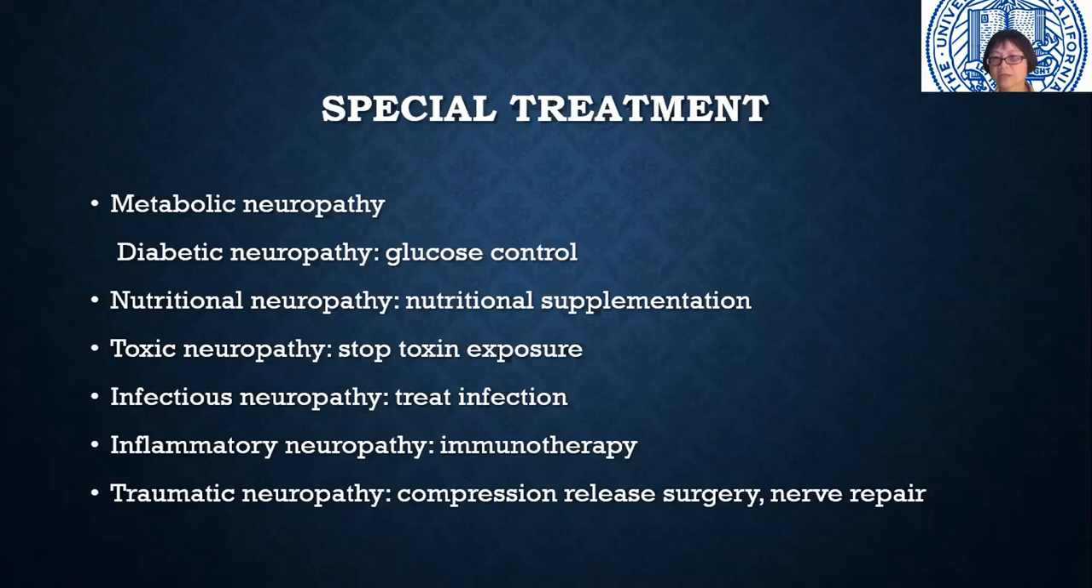Traumatic neuropathy depends on what type of trauma, like carpal tunnel syndrome. If that's severe compression, patients could improve with a compression release surgery. And some patients have a really significant injury from motor vehicle accidents. We may refer the patient to a plastic surgeon or neurosurgeon to do some special nerve repair. But for generalized neuropathy, like diabetic neuropathy, we don't have methods to do any specific nerve repair.